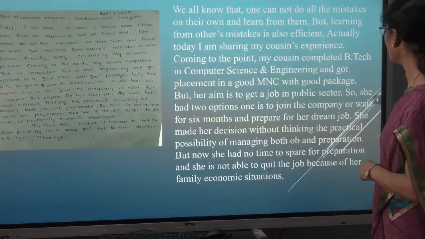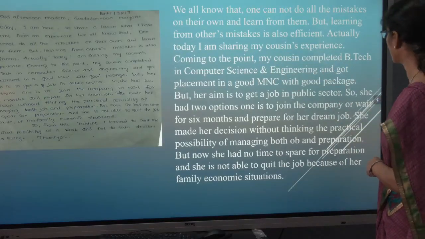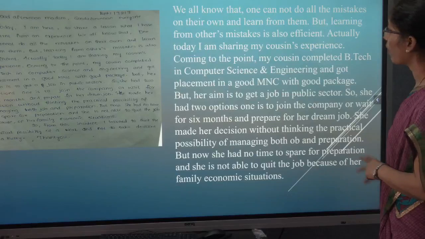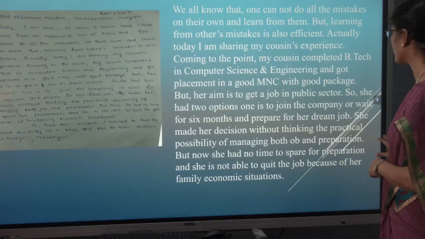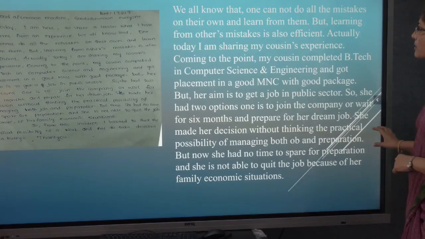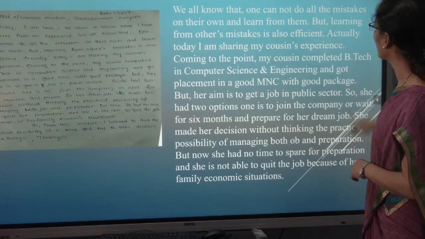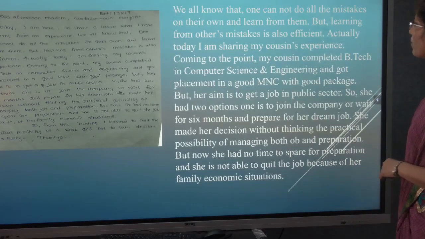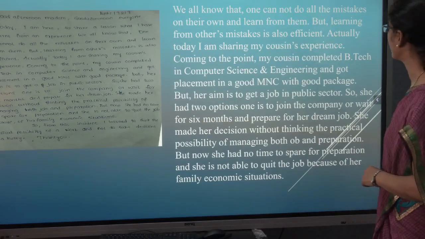This is one more thing. So this girl, she got some 13,000 rank. Among all the write-ups, this is the best one, but of course here are also some mistakes. We can observe that. We all know that one cannot make all the mistakes on their own and learn from them, but learning from others' mistakes is also efficient.